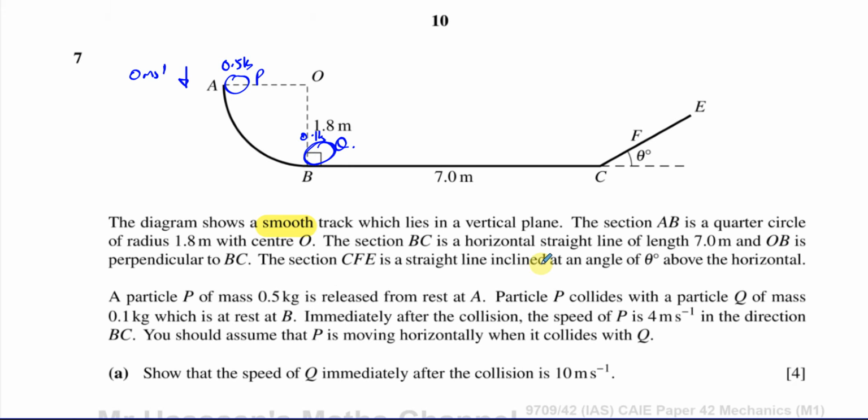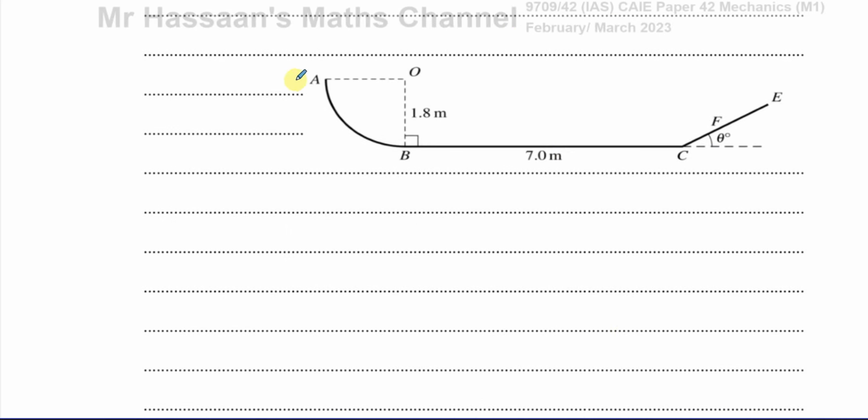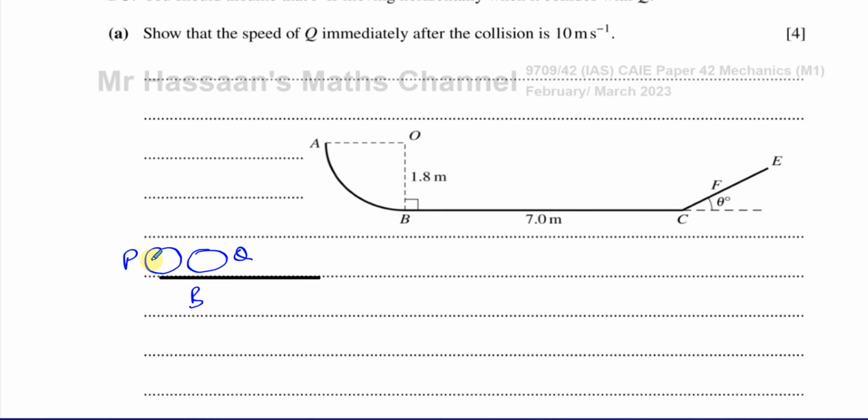Show that the speed of Q immediately after the collision is 10 meters per second. So the speed of P after the collision is 4 meters per second. The speed of Q we have to show is 10 meters per second. All right, so let's draw a little diagram here, of when P hits Q at B. That's P hitting Q. P is a mass of 0.5 and Q is a mass of 0.1. So here we have 0.5 and 0.1 kg.